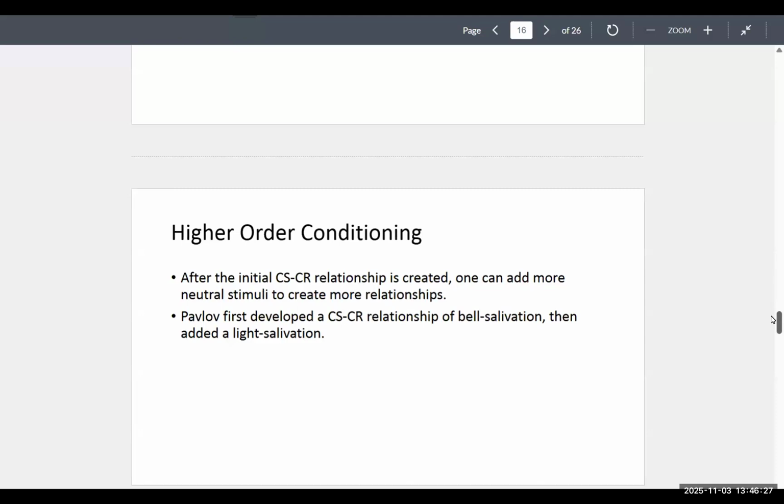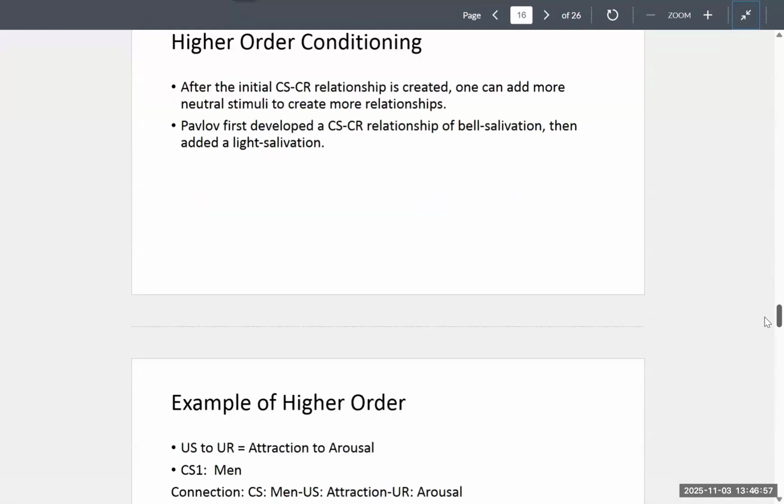So Pavlov first developed this as a CS-CR connection with a bell to salivation. And then what he did was he added a light. So he added the light, the bell, the food, the salivation. Light, bell, food, salivation. And eventually the dogs started to salivate to the light, and they also salivated to the bell. So he made two connections with that initial food to salivation unlearned connection.